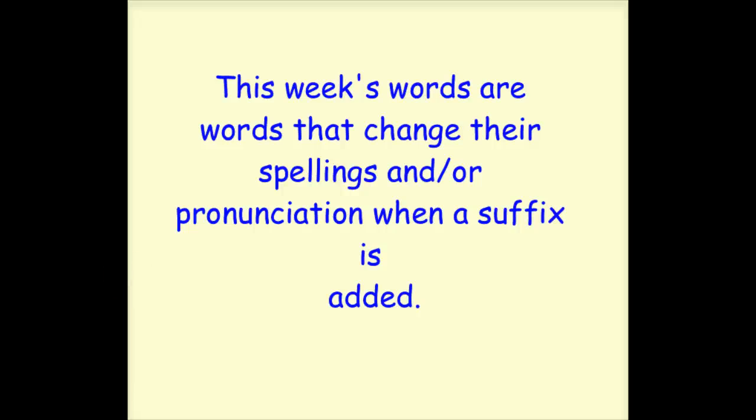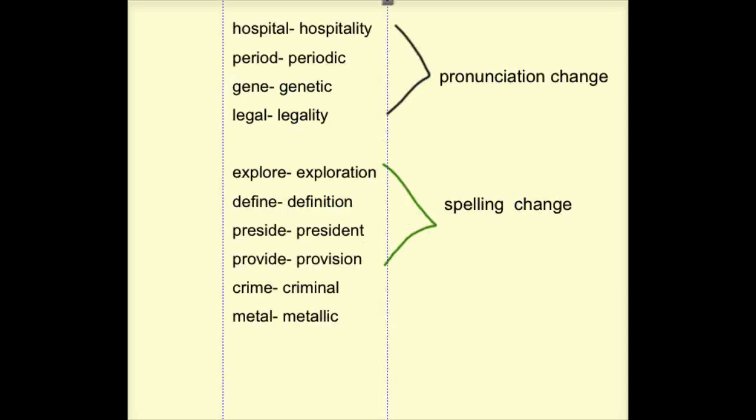Of course, we couldn't do the easy words. We have to do the ones that change. Let's take a look at this week's words. Hospital, hospitality, period, periodic, gene, genetic, legal, legality. These are all words that the base word stays the same, okay? But when we add that suffix, in the case of hospitality, ity, or periodic, ic, genetic, ic, and ity for legal, legality, we just see a pronunciation change, no spelling change to the base word.